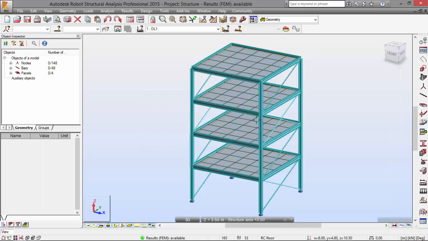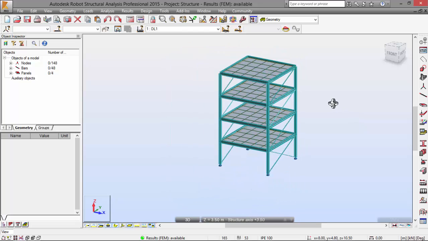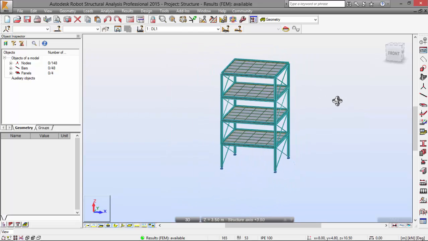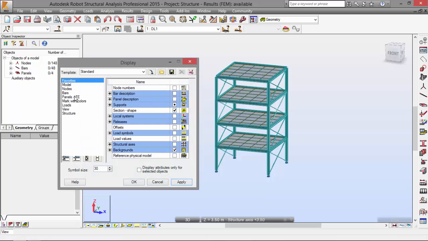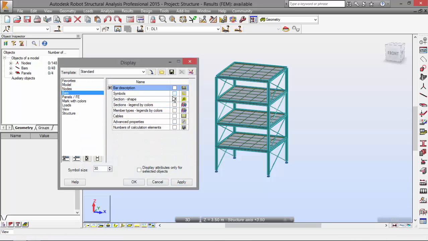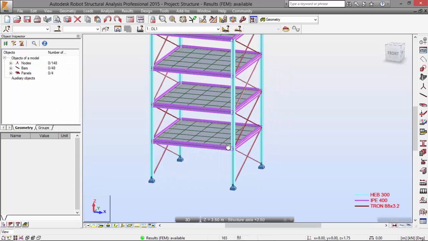So I made one example here in Robot Structural Analysis Professional, as you may see here. This is the structure that I have defined. Let me just section legend by colors, pick this.